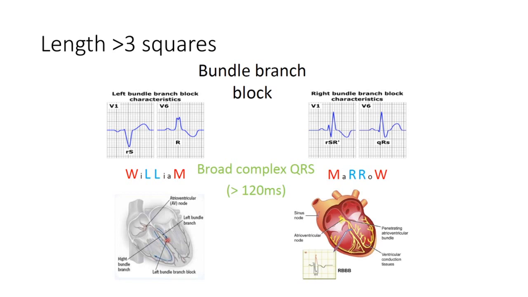And this is where another mnemonic comes in, which we can use to recognize the bundle block patterns. So with left bundle block, we can think of William, and the L reminds us that it's a left-sided block, and the W and M, so the first and the last letter, tell us that in V1 we're looking for this W kind of shape, an RS pattern, and then there's this notched R wave that we see in V6. So it looks like an M. That's the opposite to what we see in the right bundle block, where we think about the word marrow. So right bundle block gives you an M shape in V1, kind of, and this more difficult to appreciate W shape, I suppose, in V6.